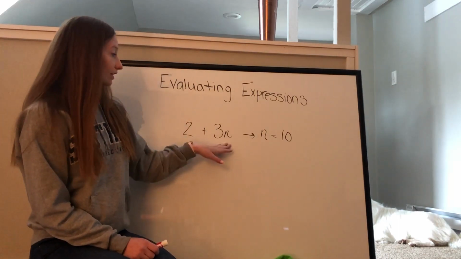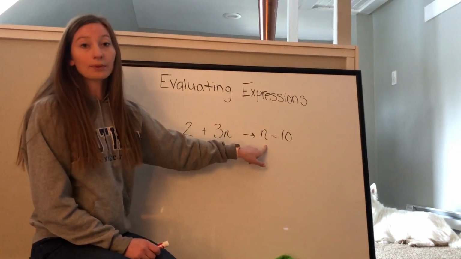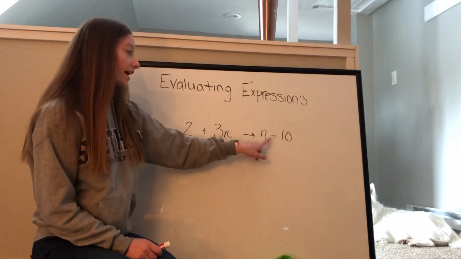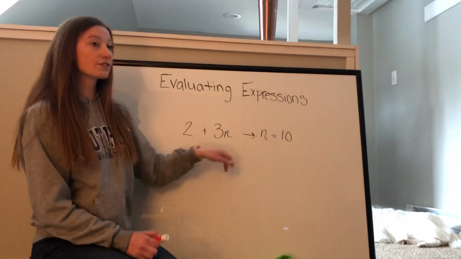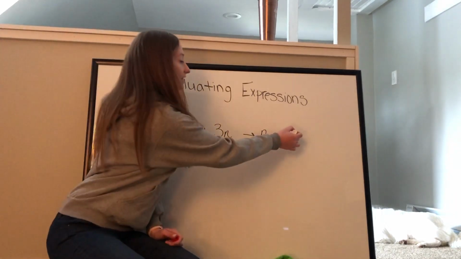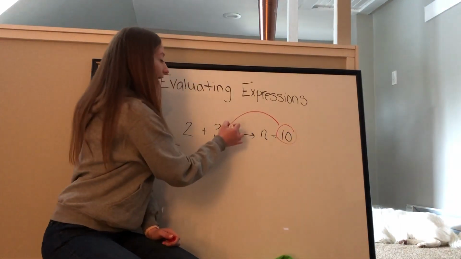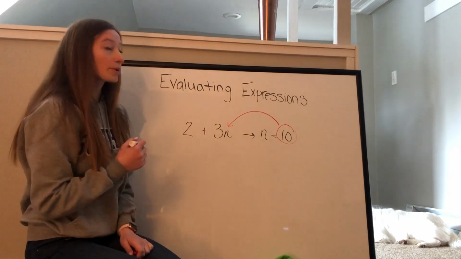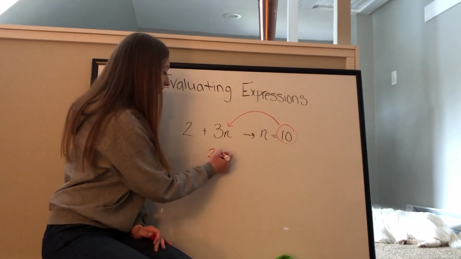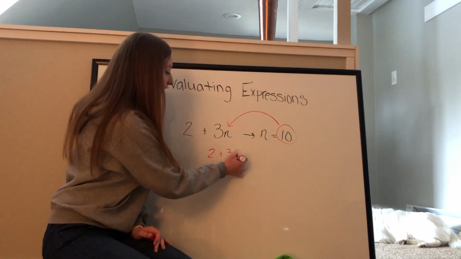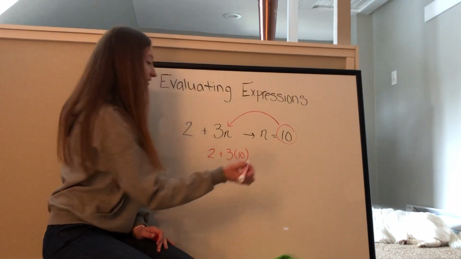So in your expression, it's going to tell you what the variable stands for. So in this case, our n stands for 10. Now when they tell us what the letter stands for, it means we're going to take this number and plug it back into the expression. So I'm going to rewrite the whole thing. So I'm going to do 2 plus 3, and then my 10 will go into parentheses.